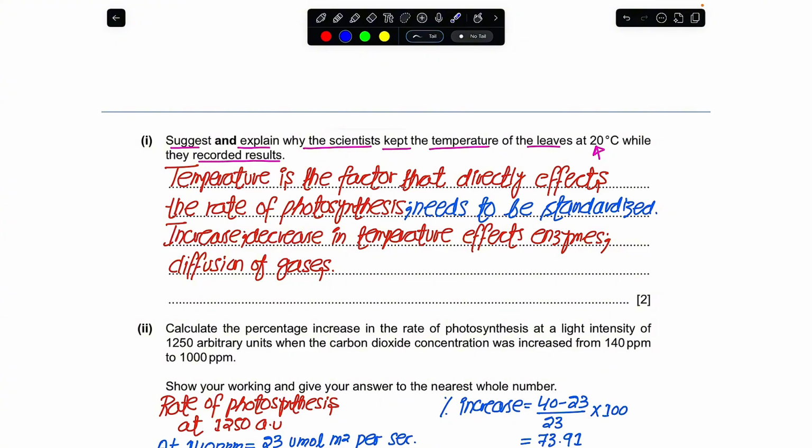Now I have told you some 3 or 4 points. Now you have to write any two out of it. The first point that you could tell your examiner is that temperature is a factor and it directly affects the rate of photosynthesis. Hence, we need to standardize it, so we can see the effect of changing the light intensity alone. If you are not interested in writing these points, you can tell your examiner that any increase or decrease in temperature can affect the enzymes or it can also have an impact on the diffusion of gases. So this is something we don't want.